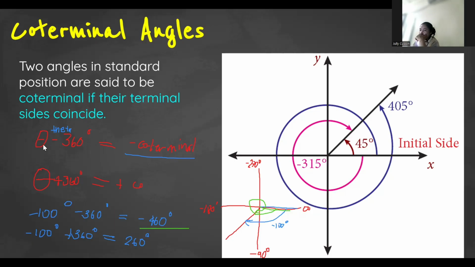For the positive, from the initial side, you rotate and stop there, and that is our 260-degree angle. How do we get 260 degrees? Half of a circle is 180 degrees, and if we subtract 100 from 180 degrees, the remaining measurement is 80 degrees. So add 80 plus 180, that is equal to 260 degrees. So that is the way to calculate the coterminal angles.